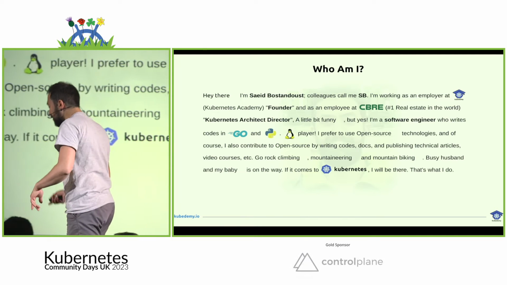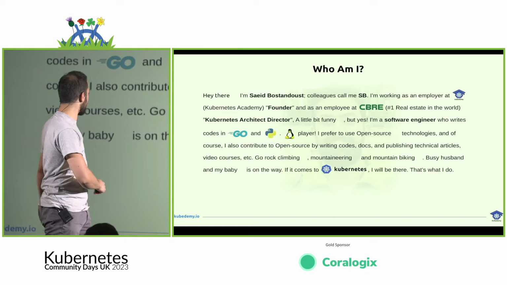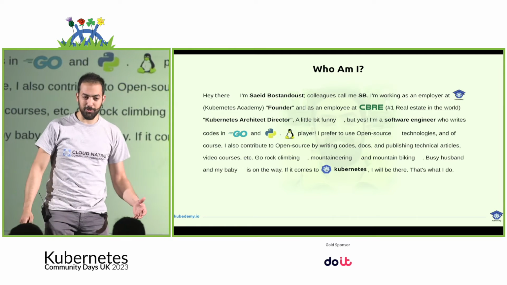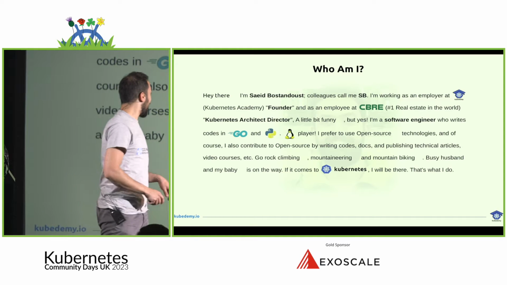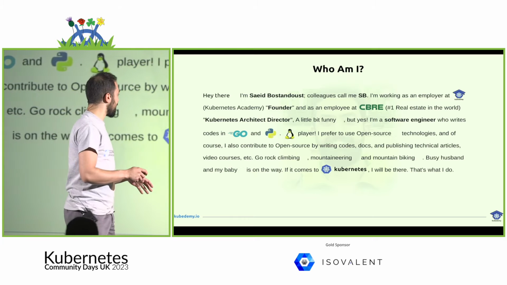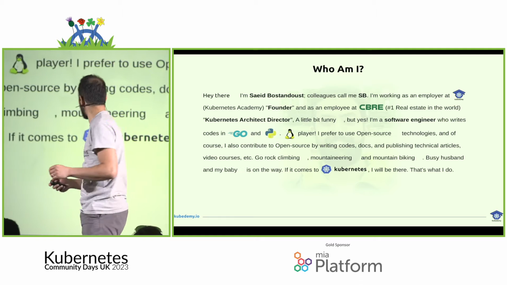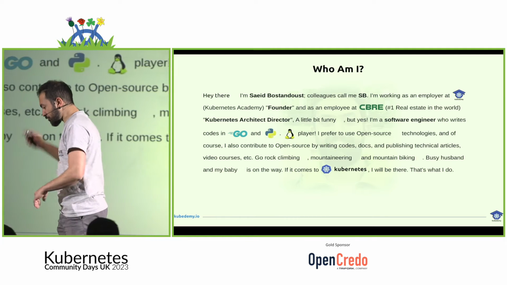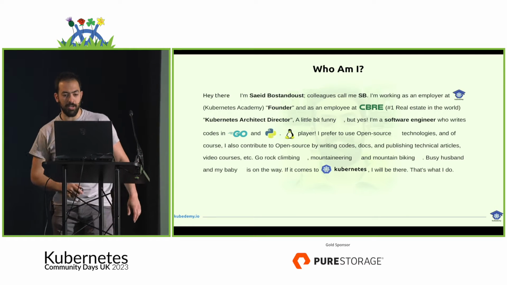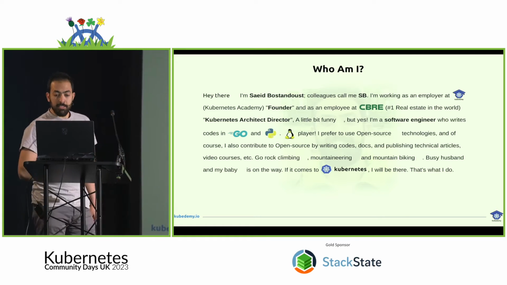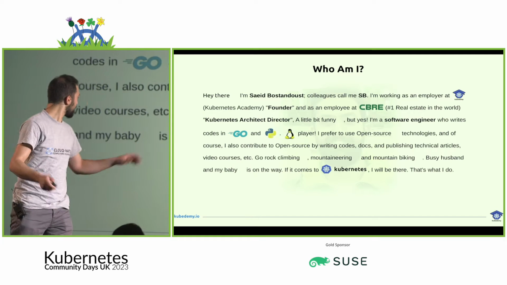And I'm a software engineer, writing code in Golang and Python. I prefer to use open source unless the company and our users and clients enforce us to use non-open source technologies. And I also contribute to open source technologies like Kubernetes, ArgoCD, and a couple of others by writing code, documents, technical articles, and things like that.